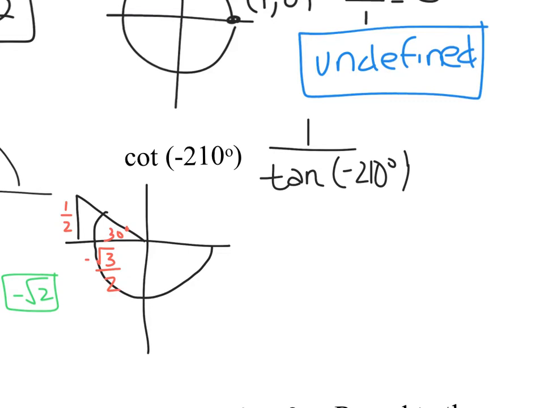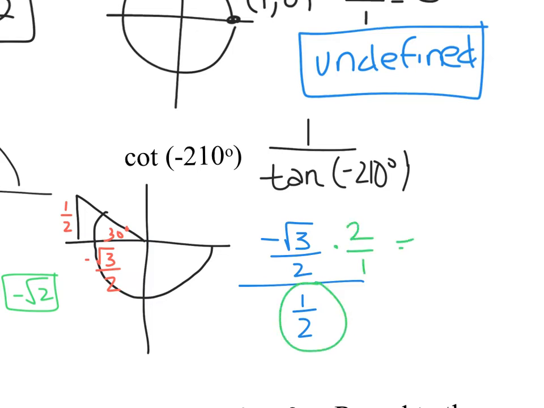So instead of doing tangent is y divided by x, cotangent is going to be x divided by y. So I'm going to write this as negative root 3 over 2 divided by 1/2. Now, this is a complex fraction, so I can multiply the top and the bottom by 2 over 1, and the 2's will cancel out. So I'm going to get negative root 3 as my answer.